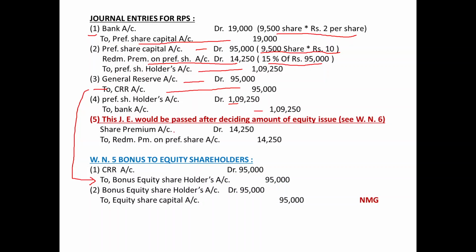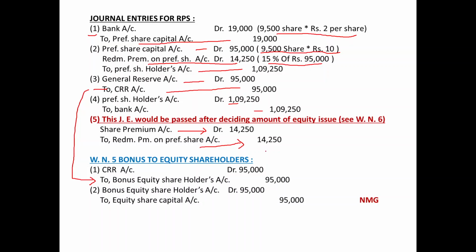Fifth journal entry, but this should be passed after deciding the issue of equity share with premium, because there you are going to get a premium of 10%. In the last working note, we will verify how much premium was received due to the new issue. But even though this is the last journal entry, share premium account debited to redemption premium on RPS account credited 14,250.